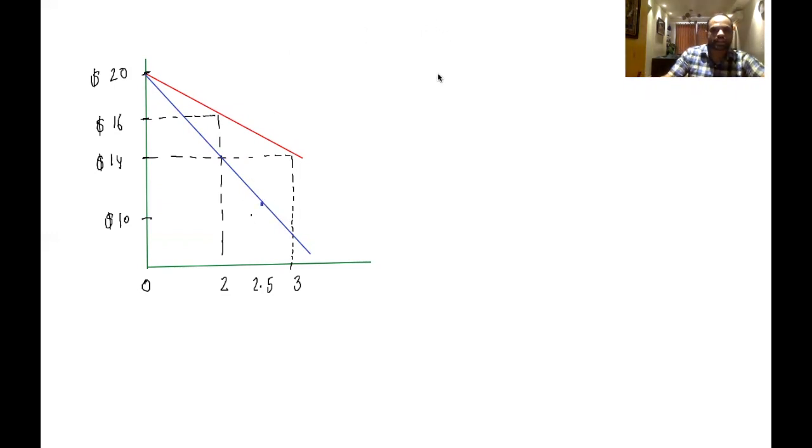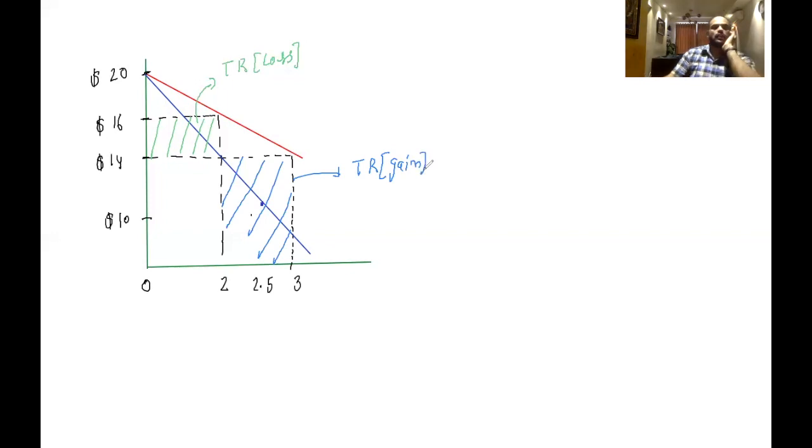Okay. So this area is a loss area, total revenue loss, right? And this area is your total revenue gain area. Now, what does it mean? Remember, if you sell at 16, this is quantity demanded. If you're selling at 16, quantity demanded is 2, all right?